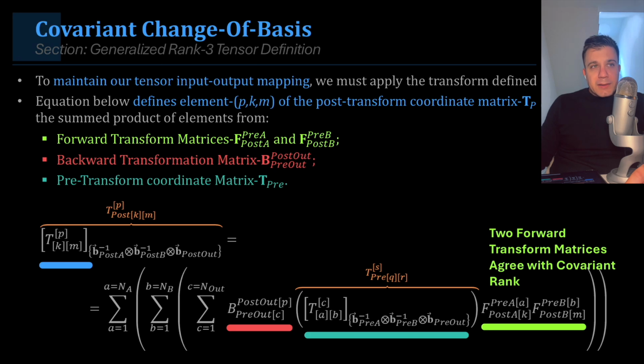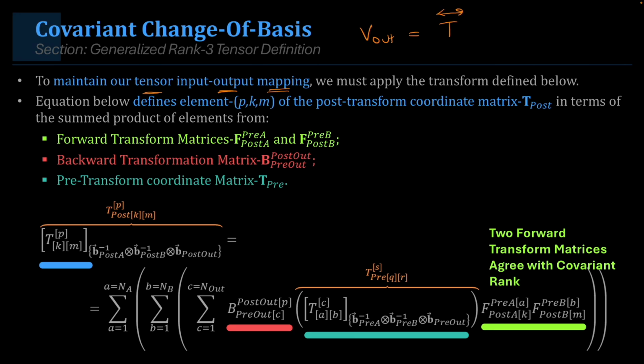So now going back to change of basis, because we know that one of the most important characteristics of a tensor that we need to understand is how it reacts to change of basis, both the bases themselves as well as its coordinate matrix. To maintain our tensor input-output mapping, meaning that we always want V out to be equal to the tensor times the input, that should never change regardless of how any of these individual bases change. If we want this tensor expression to be maintained, we have to apply an appropriate transform to the coordinate arrays as well as the coordinate matrix.